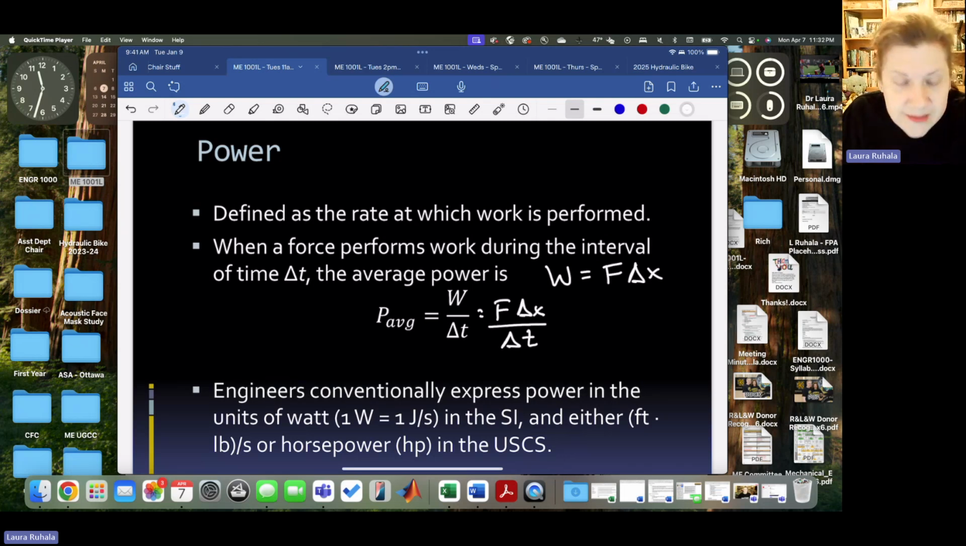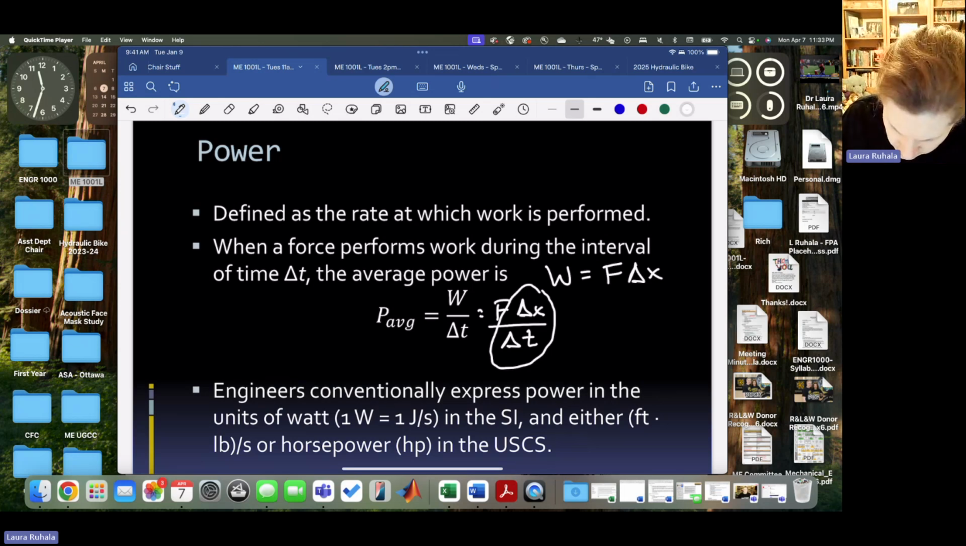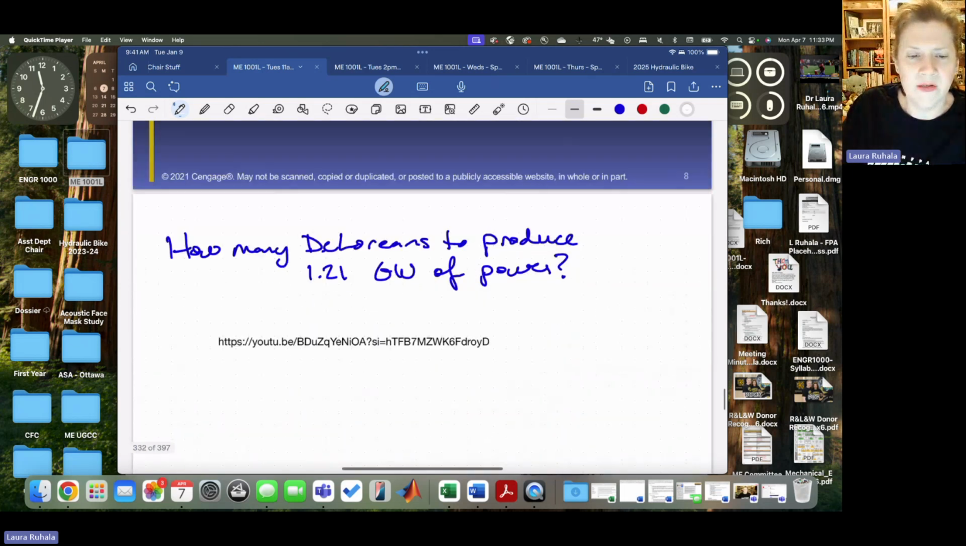If you look at this, something should leap out at you. This right here, the amount of distance per unit time. The distance traveled per unit time is also known as the velocity, right? So you could also think of it as the force times the velocity. And we're going to have an example problem where we'll use that.